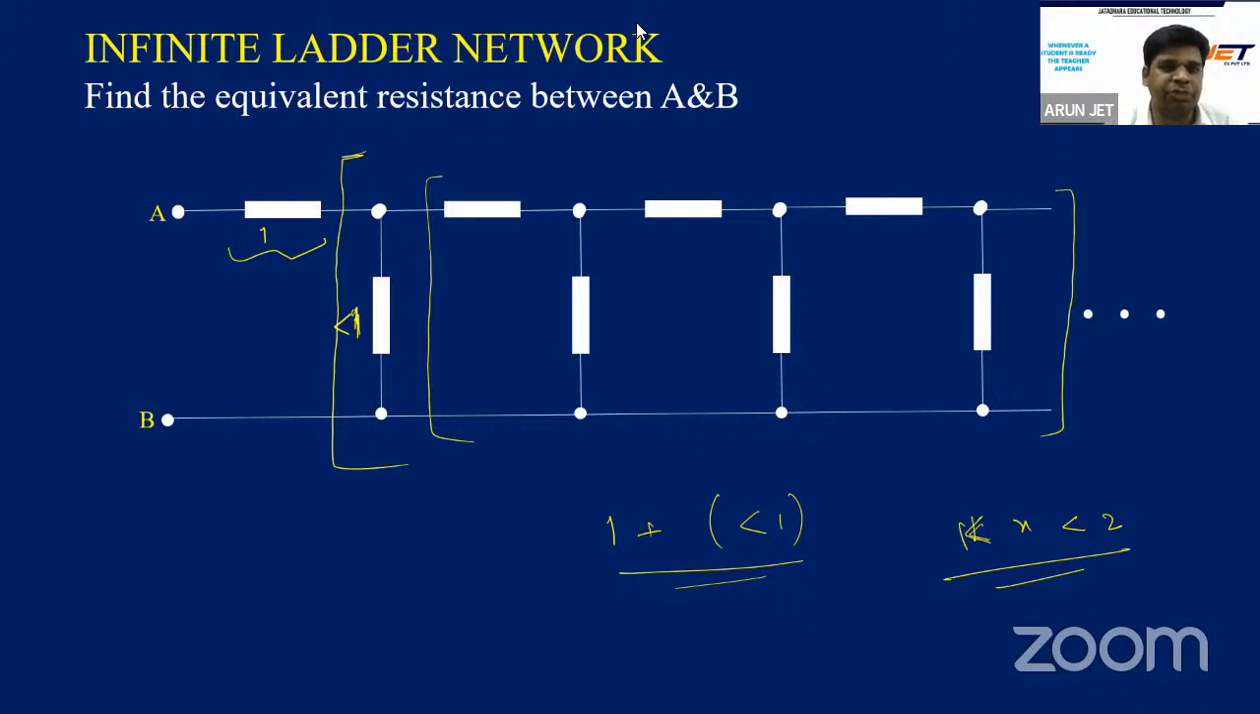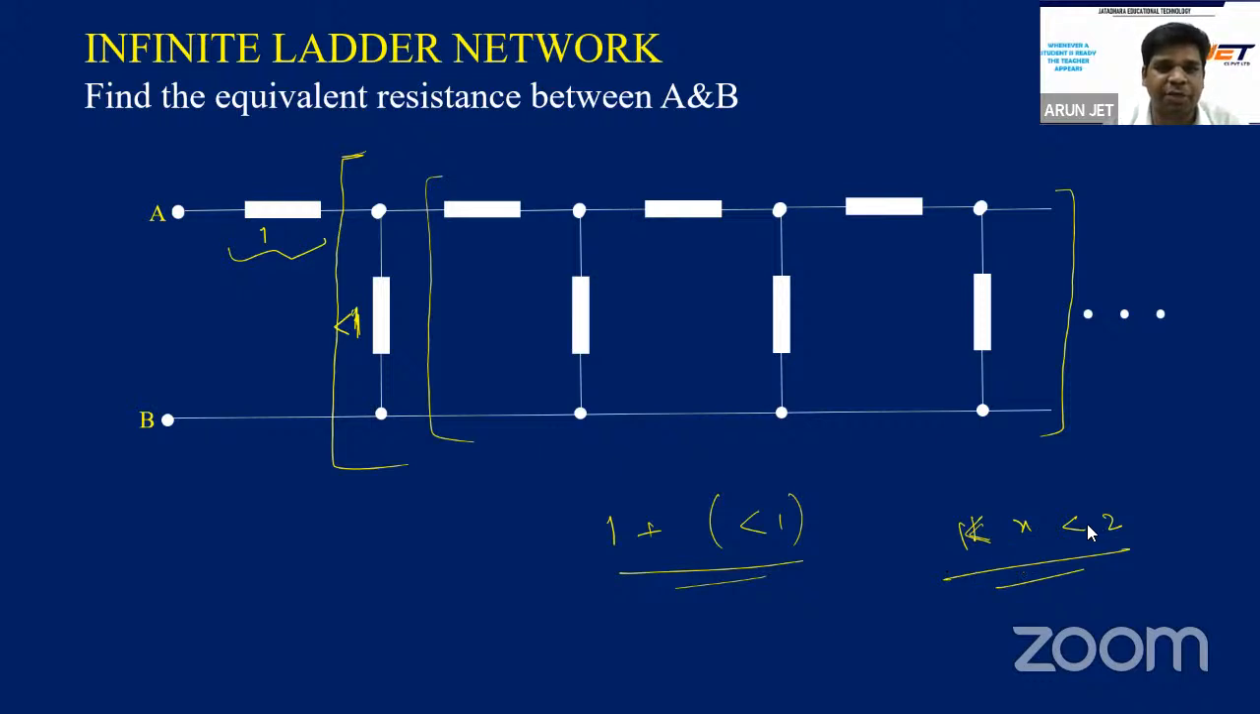All right, good. So you understood how I concluded logically. 1 is in parallel with the infinite network. In a parallel combination, my equivalent resistance is lesser than the least. So my equivalent resistance has to be lesser than 1. Definitely lesser than 1. Now this lesser than 1 is in series with 1. So 1 plus something less than 1 is something lying between 1 and 2.